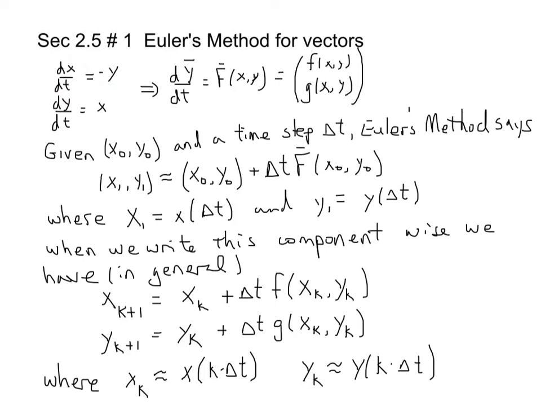But in vector format, we would say that it's a system. We have a vector y made up of the functions x of t, y of t. And on the right-hand side, we have a vector-valued function f made up of two functions, one for the x component, f of x, y, and one for the y component, g of x, y. In Euler's method, we're given an initial value together with a system and a time step.